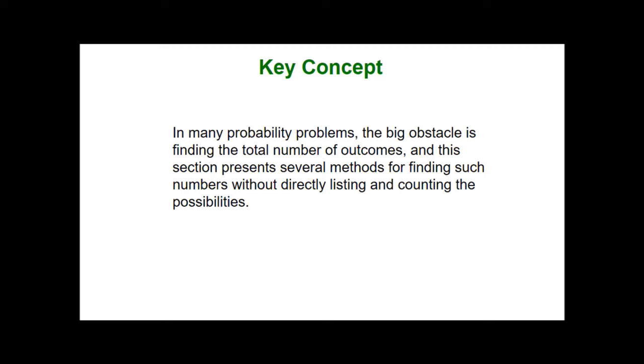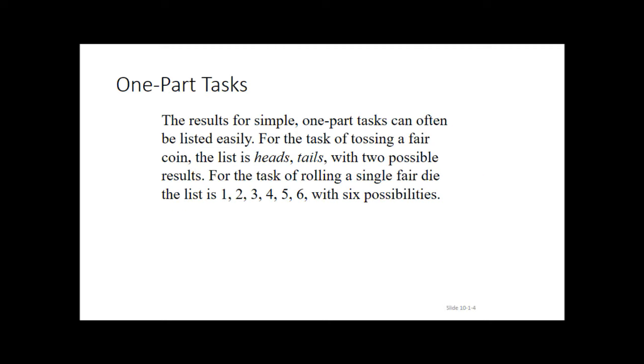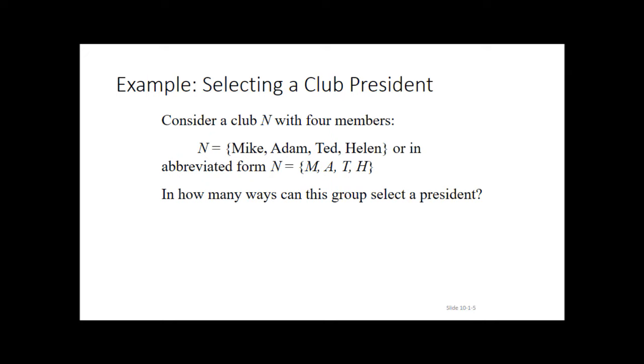different techniques to accomplish. So the simplest situation is where you have a task or outcomes where there's only one part to it. A simple example would be flipping a coin and getting heads or tails, or rolling a die and getting a 1, a 2, a 3, a 4, a 5, or a 6. In those cases, it's pretty simple to just list out the possibilities.